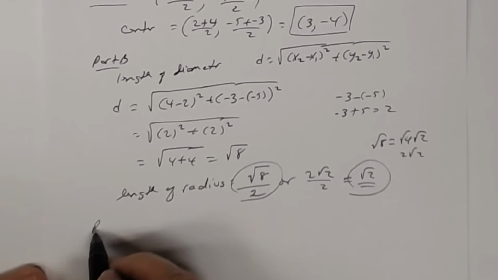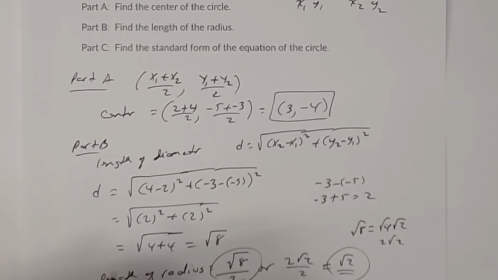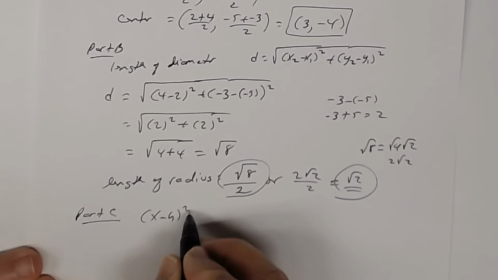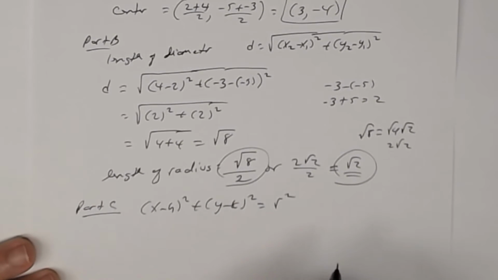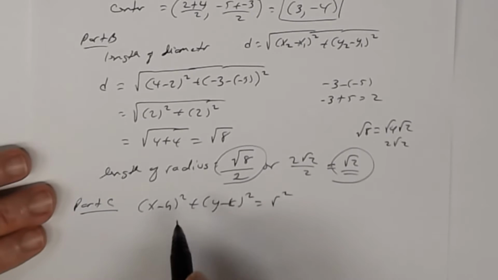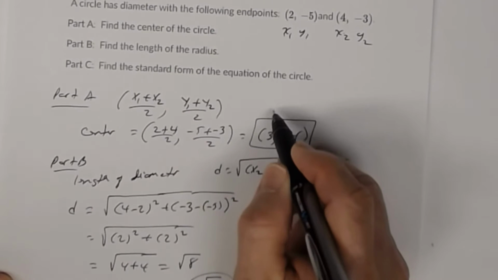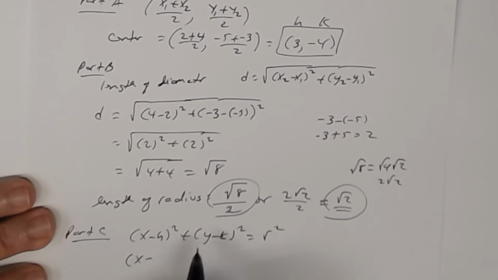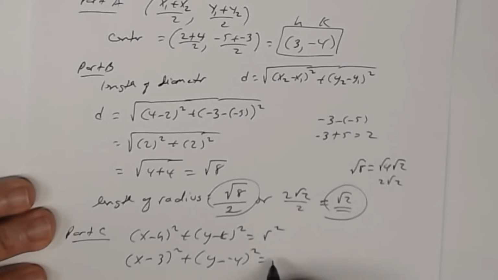Okay, now part C. You want to find the standard form of the equation of a circle. Well, remember, the standard form of the equation of a circle is (x minus h) squared plus (y minus k) squared equals r squared. And in this case I know h, k. (h, k) is the center, which is this. So here's my h, here's my k. So this becomes (x minus 3) squared plus (y minus a negative 4) squared, equal r.